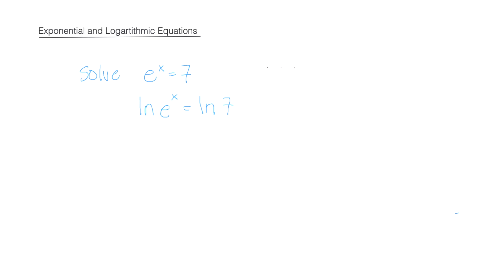So I have x, since they're both the natural log. So I have x equals the natural log of 7. Into the calculator, 1.946. And I could show you the calculator on the screen.